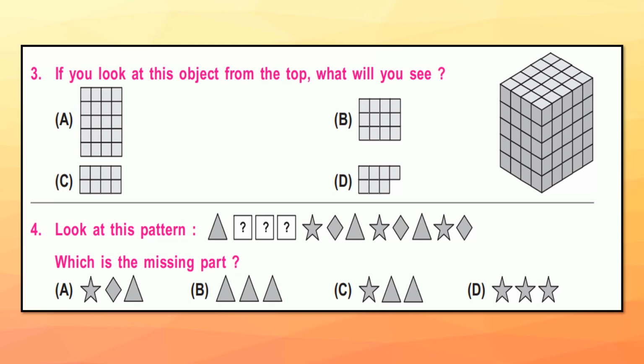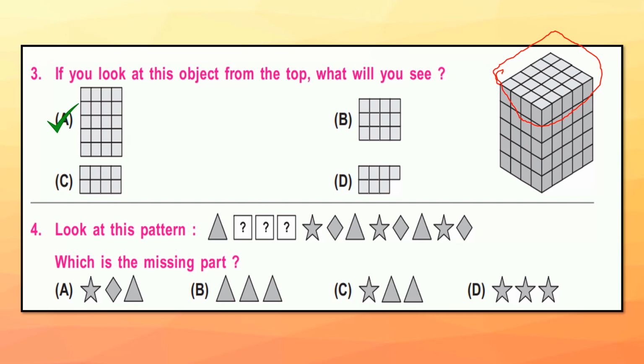Question number 3. If you look at this object from the top, what will you see? We can see a picture here which is a 3D square, which is a cube. So when we look at this object from the top, we will see option A.